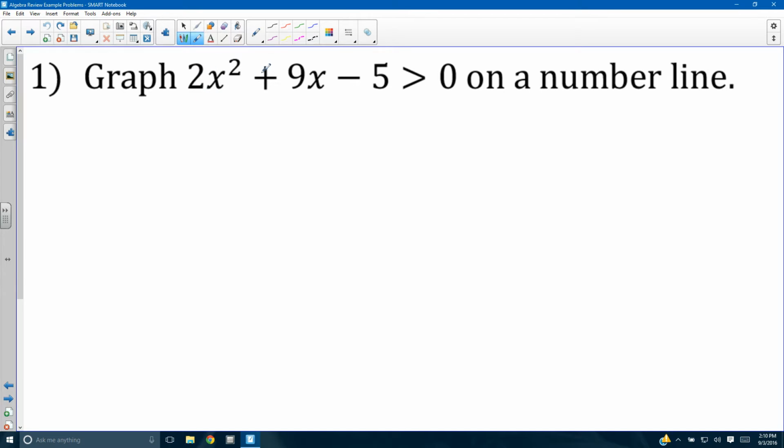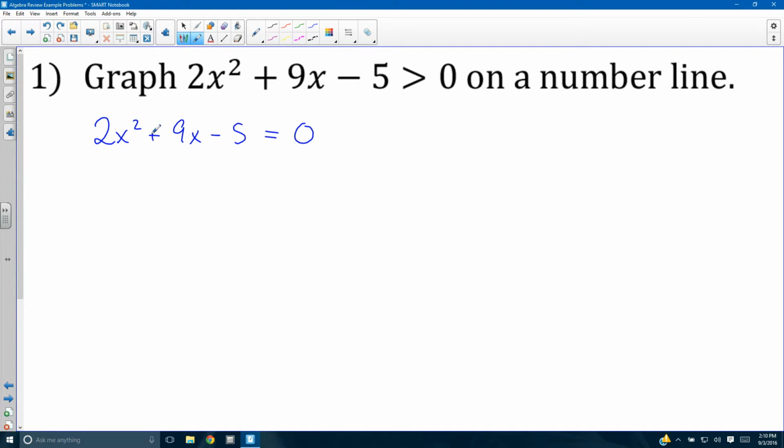Number 1, graph 2x squared plus 9x minus 5 is greater than 0 on a number line. First thing I'm going to do is find the critical points. So I'm going to set this thing equal to 0, solve for x here, and then I'm going to test to the left and right of my critical numbers. That's all I got to do.